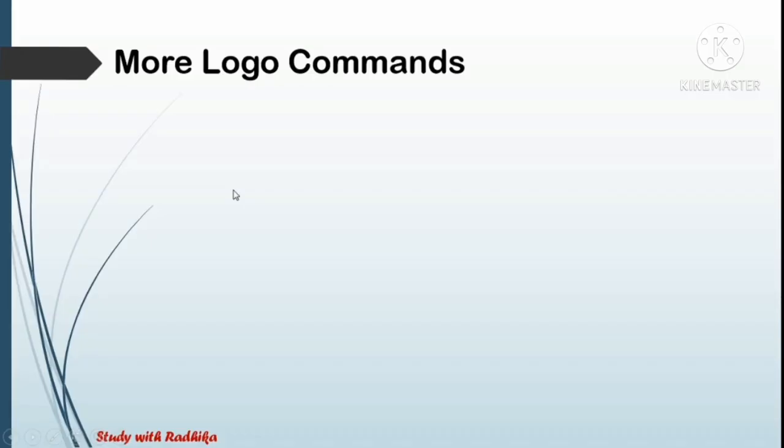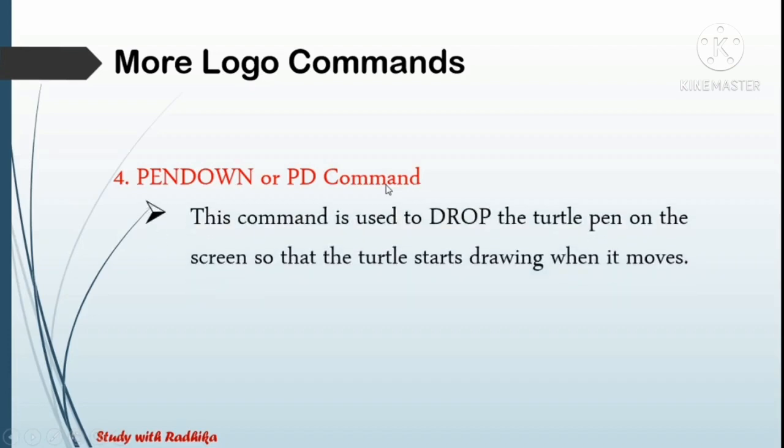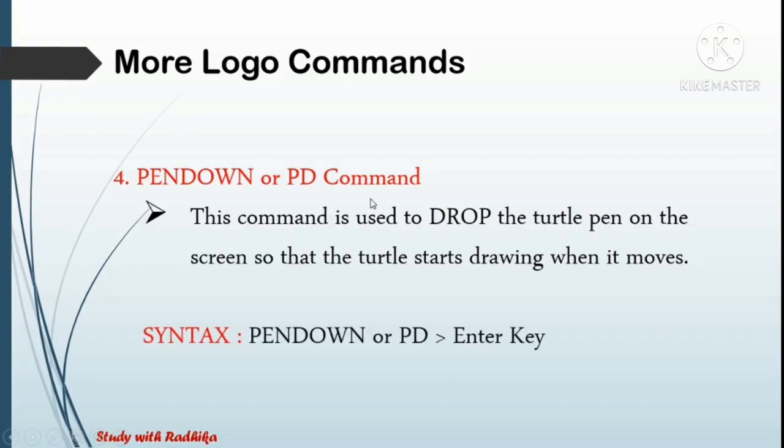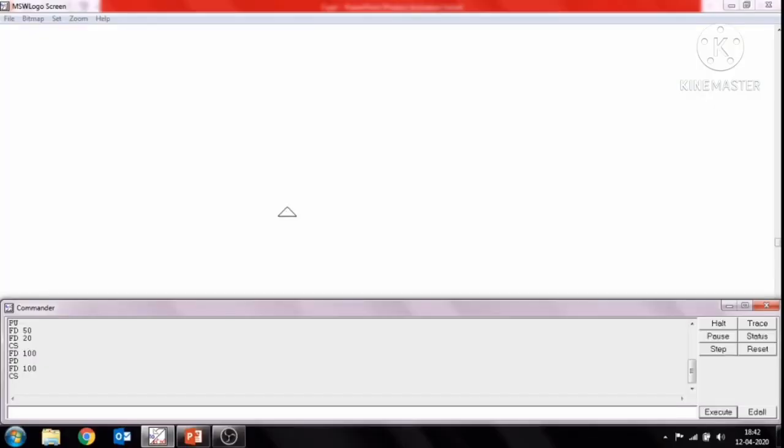Okay. Then another command is pen down or PD command. This command is used to drop the turtle pen on the screen so that the turtle starts drawing when it is moved. The syntax is pen down or PD, then press the enter key.